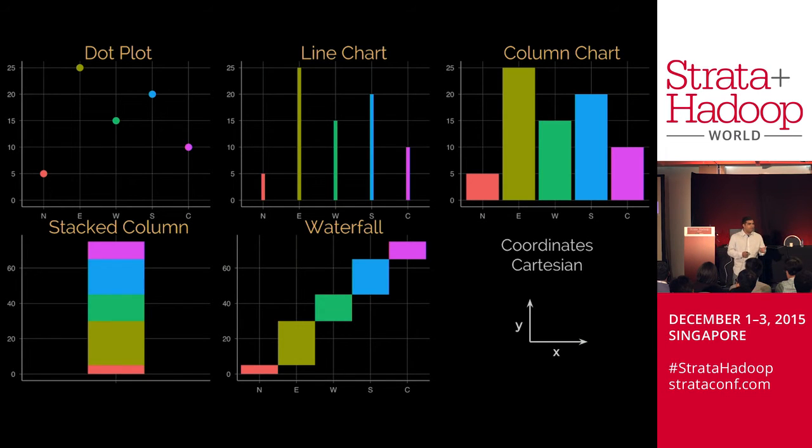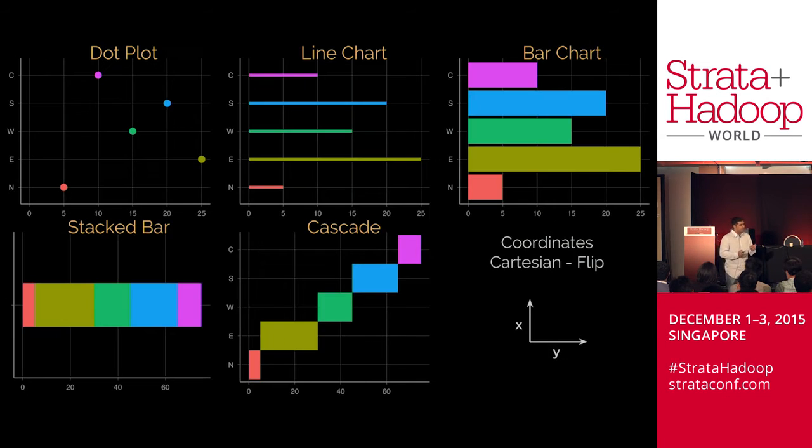I can cheat very quickly and flip the coordinate system, and I can get 5 more, right? So a dot plot, again a line chart. Now we have to name them new things. So instead of column, we call them a bar. So now we have a bar chart, a stacked bar, and a cascade, right?